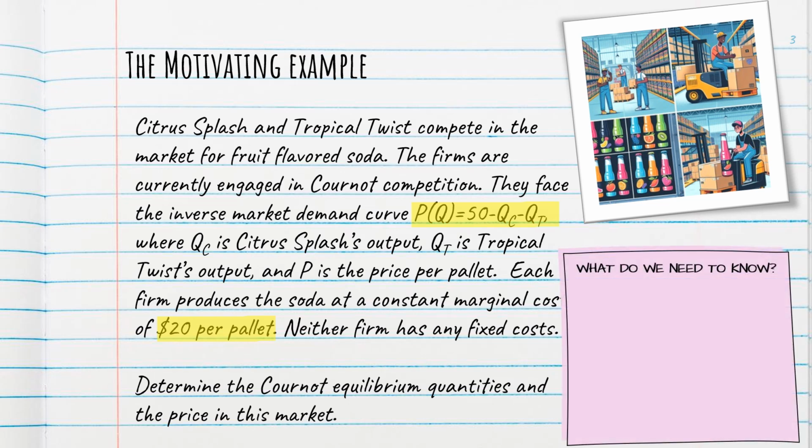So what do we need to know in order to answer this question? We need the market demand curve, and we also need each firm's marginal cost and fixed costs, or we need information about their total cost curve.